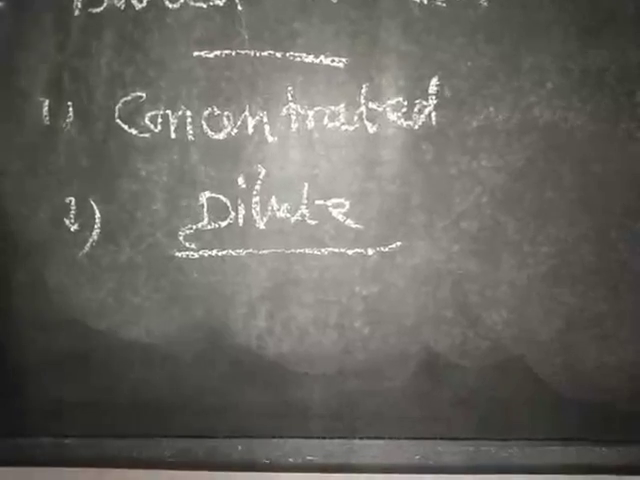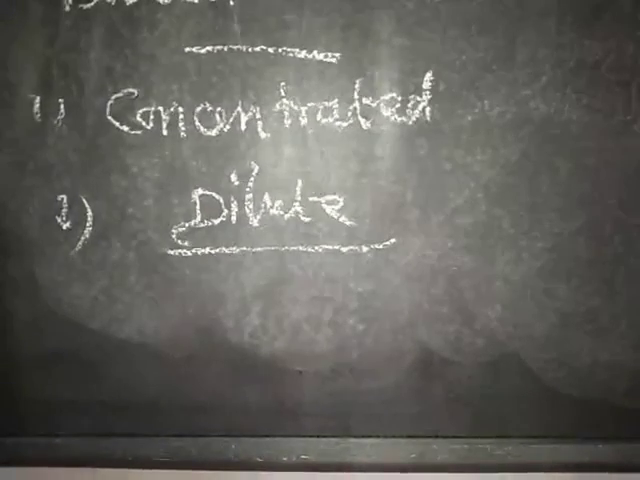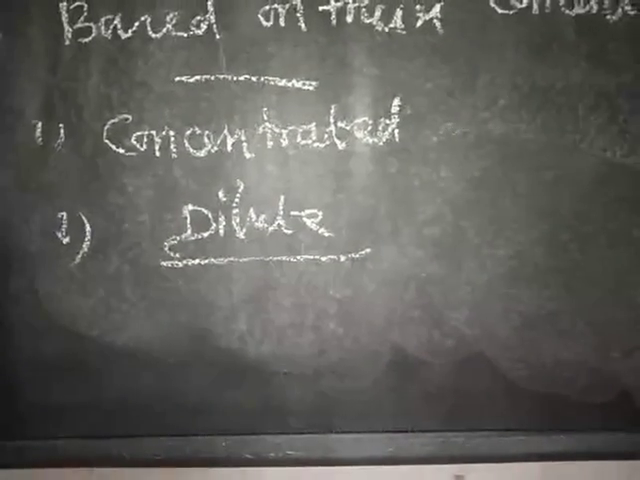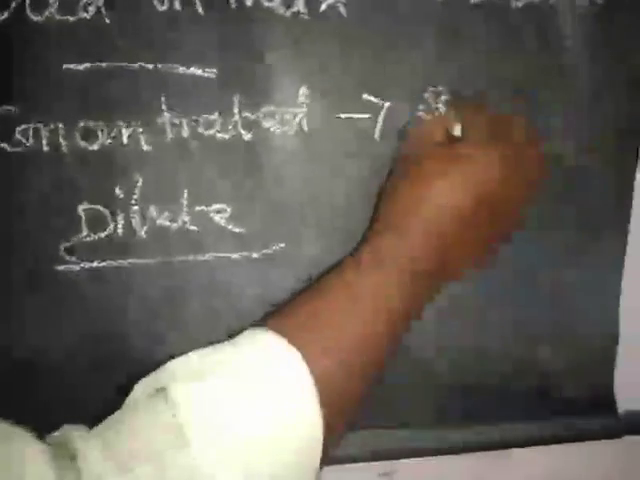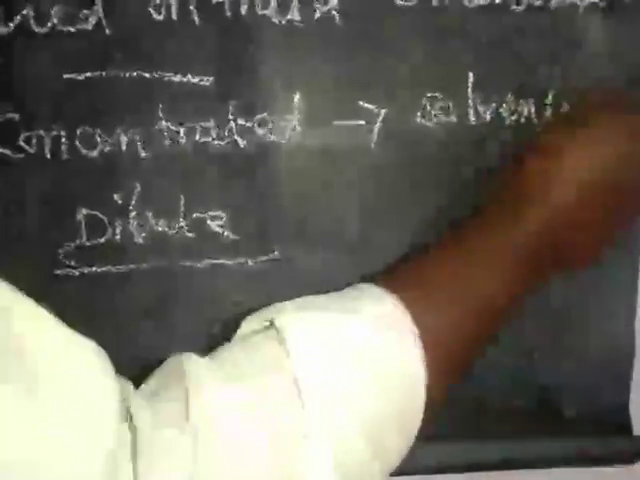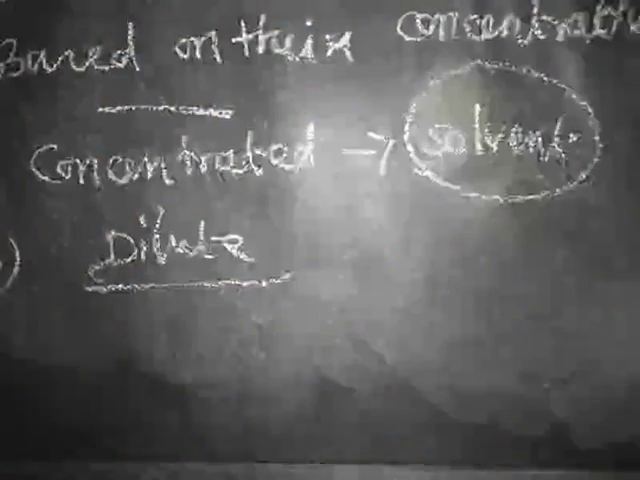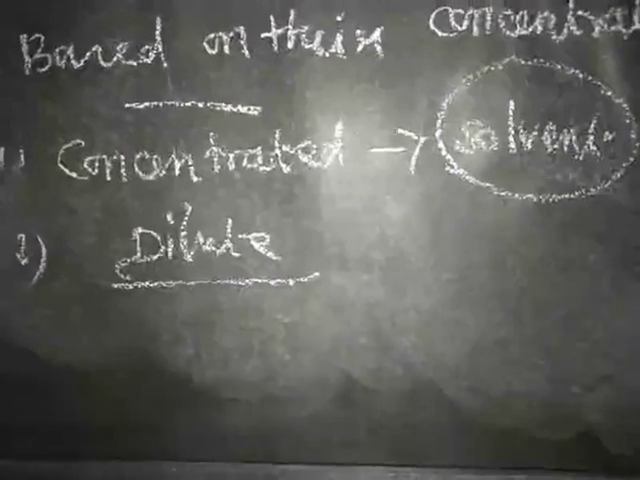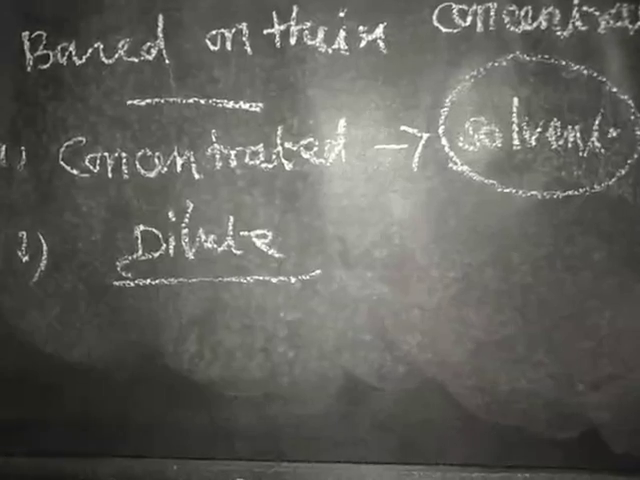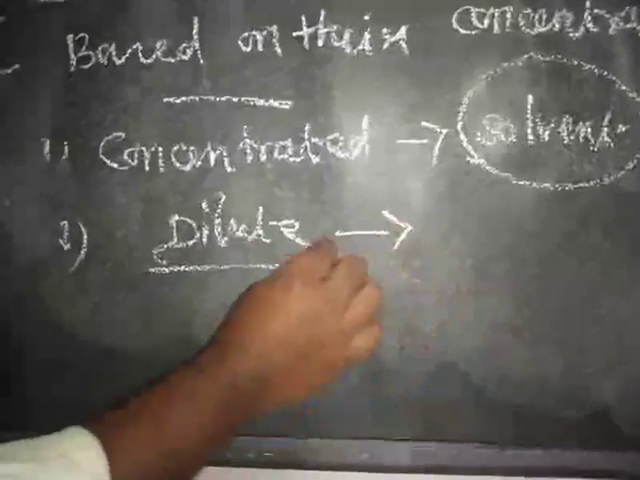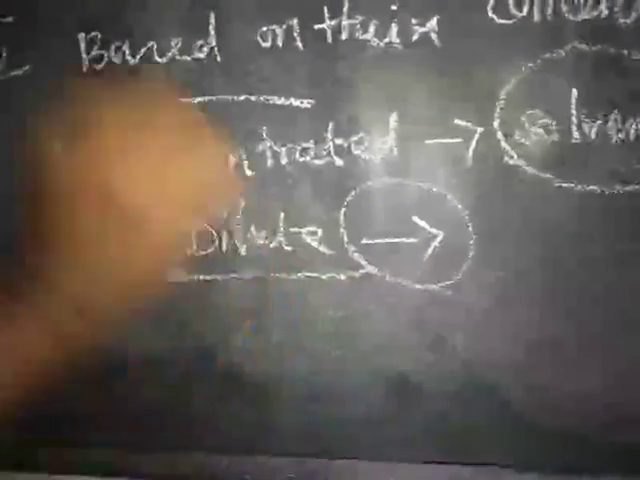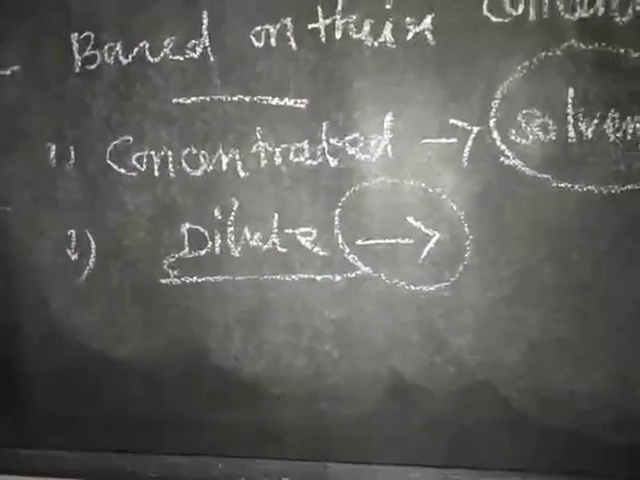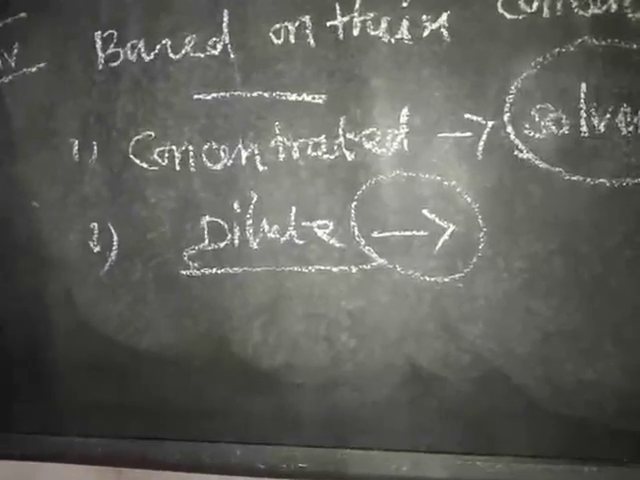Concentrated means a relatively large amount of acid dissolved in a solvent. A large amount of solute, that means acid, dissolved in solvent. Dilute means a small amount of solute, or less acid, present in the given amount of solvent. That is called a dilute solution. So based on their concentration, concentrated solutions and dilute solutions.